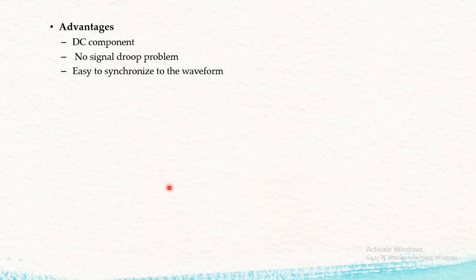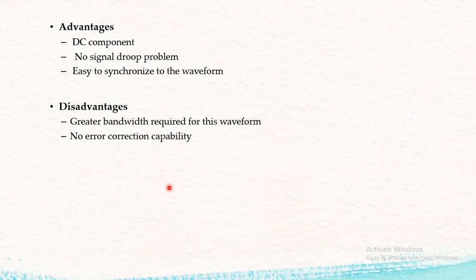Advantages: it has a DC component, no signal drooping problem, and it is easy to synchronize to the waveform. Disadvantages: greater bandwidth is required for this waveform, and there are no error correction capabilities.